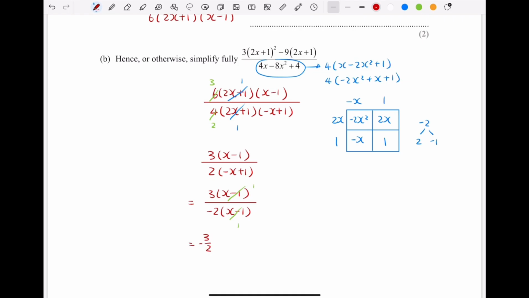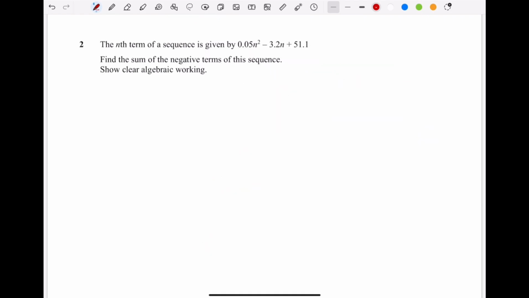Okay, now moving on to the second question. In this question, we are told that the nth term of a sequence is given by this expression, and it is a quadratic equation. And what we want is to find the sum of negative terms of this sequence. And we need to show clear algebraic working. Now, guessing and checking doesn't give us any marks in this question.